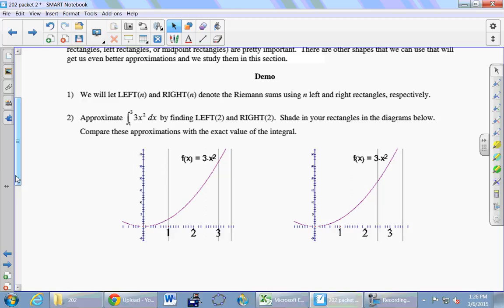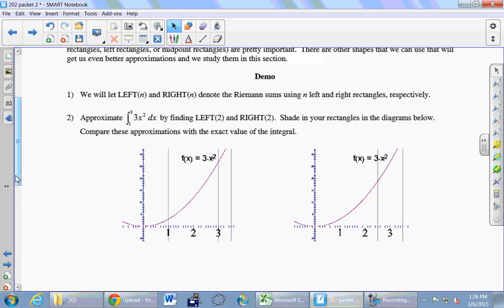Thank you. So number one says we're going to use left of n and right of n to denote the Riemann sums using n left and right rectangles respectively. So left of n says we're going to use n rectangles, and they're going to be governed by using the left-hand endpoint in each interval.